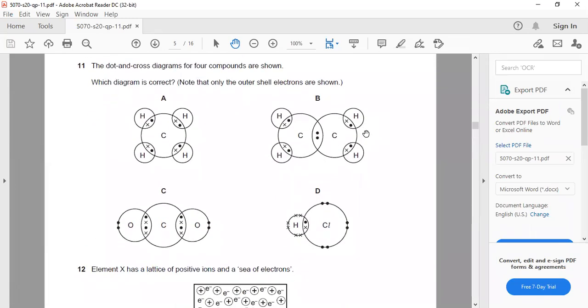Eleven is very easy. Dot and cross diagram, which is correct? Okay, number one is methane, CH4. So I think no need to see others. It is correct because we have seen methane so many times in organic chemistry. It's like this. So one bond, two, three, four covalent bonds. And carbon does not have any lone pair. So A is the answer. No need to see others.